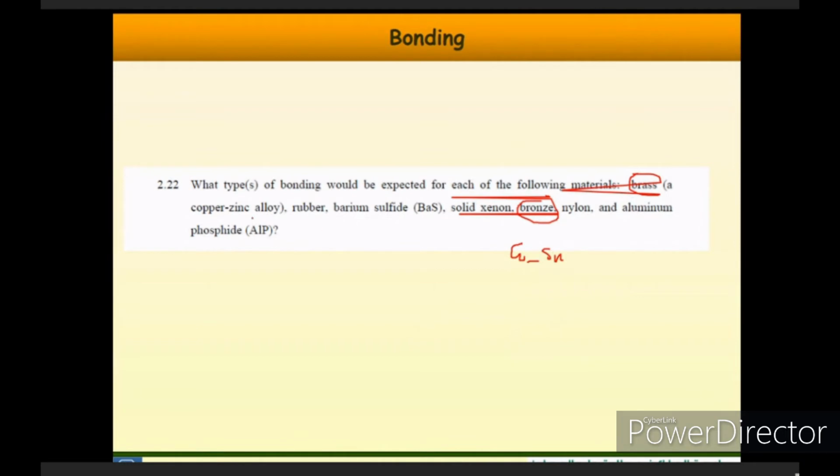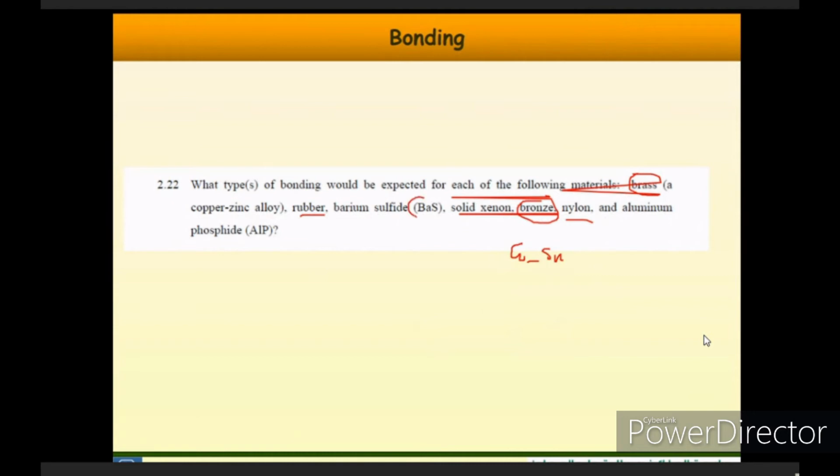So it is copper tin, and brass is copper zinc. Both are metals, so it is metallic bonding. Then rubber. Rubber is a polymer, so it is easy to find out that it is covalent. Nylon is also a polymer. In chapter number 5, we will see that. So it is all covalent bonding.